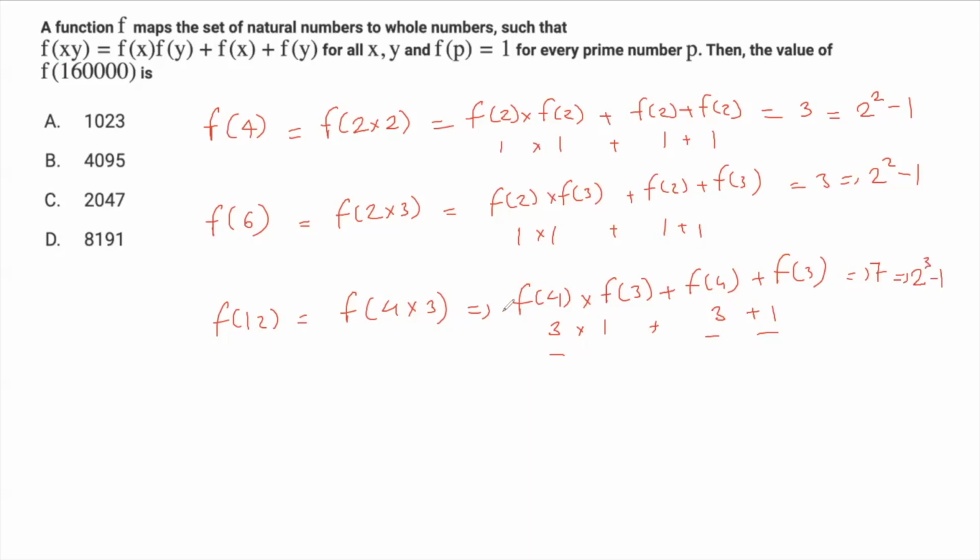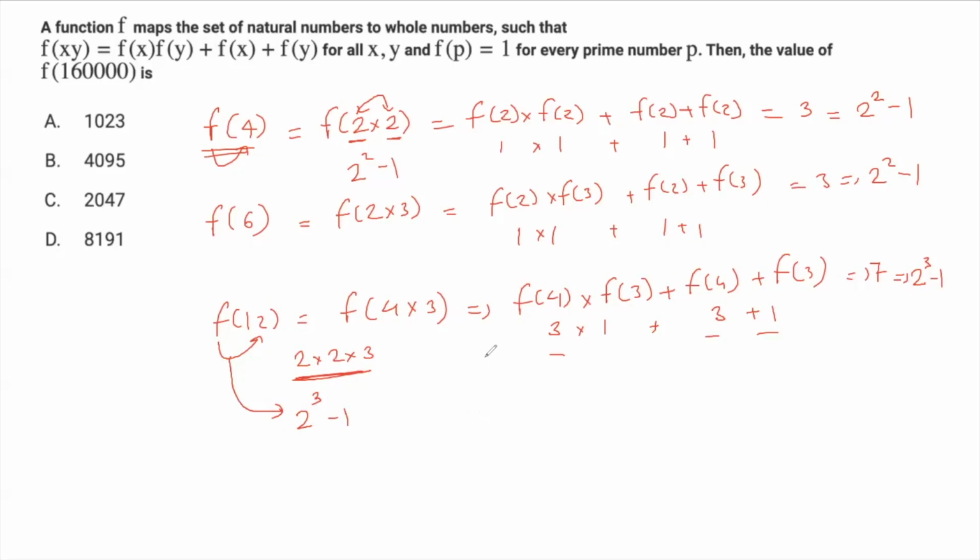Okay. Now, here we can begin to see a pattern. When it's f of 4, we have two prime factors, 2 and 2, not distinct, identical prime factors, but we have two prime factors for this given number, right? So the value of f of 4 in this question is 2 raised to 2 prime factors minus 1. Similarly, when you found f of 12, 12 is basically 2 into 2 into 3. There are 3 prime factors, and that is why the value of this function f of 12 became 2 raised to 3 prime factors minus 1.